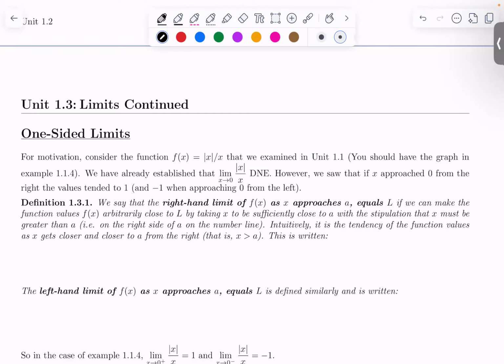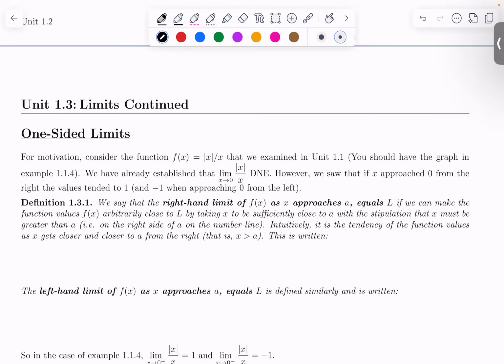Okay, so we go on to one-sided limits. So this is unit 1.4.